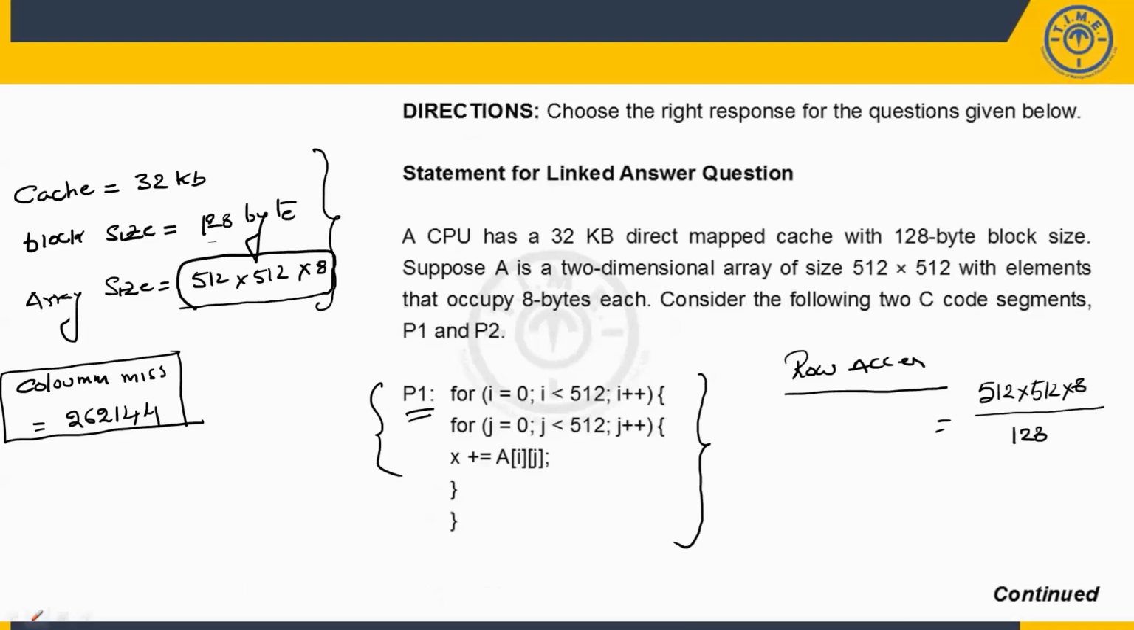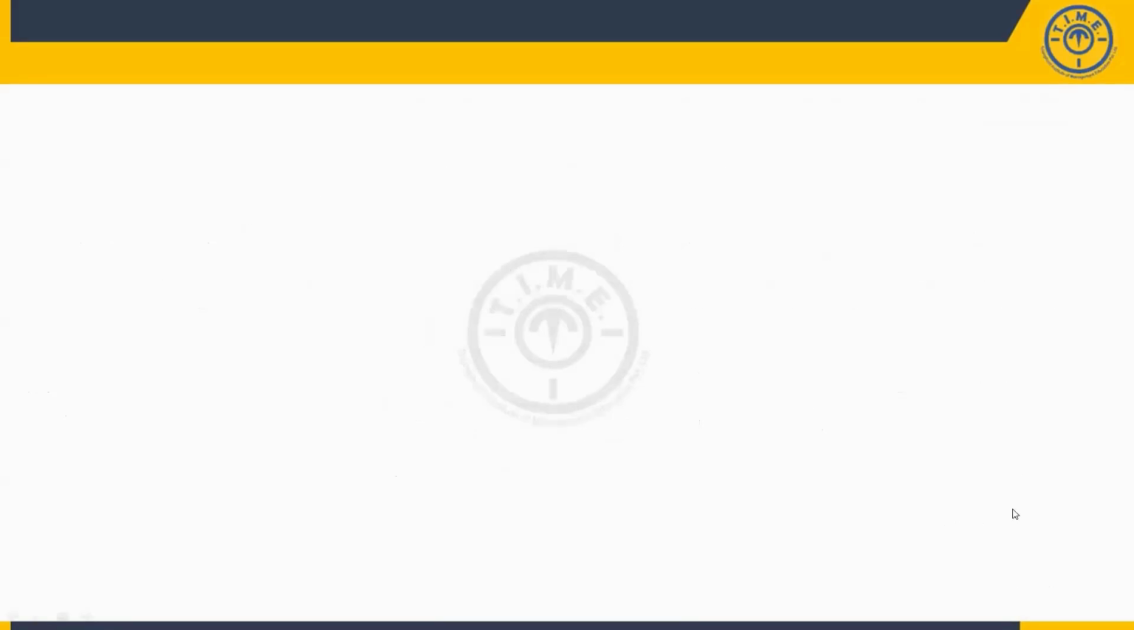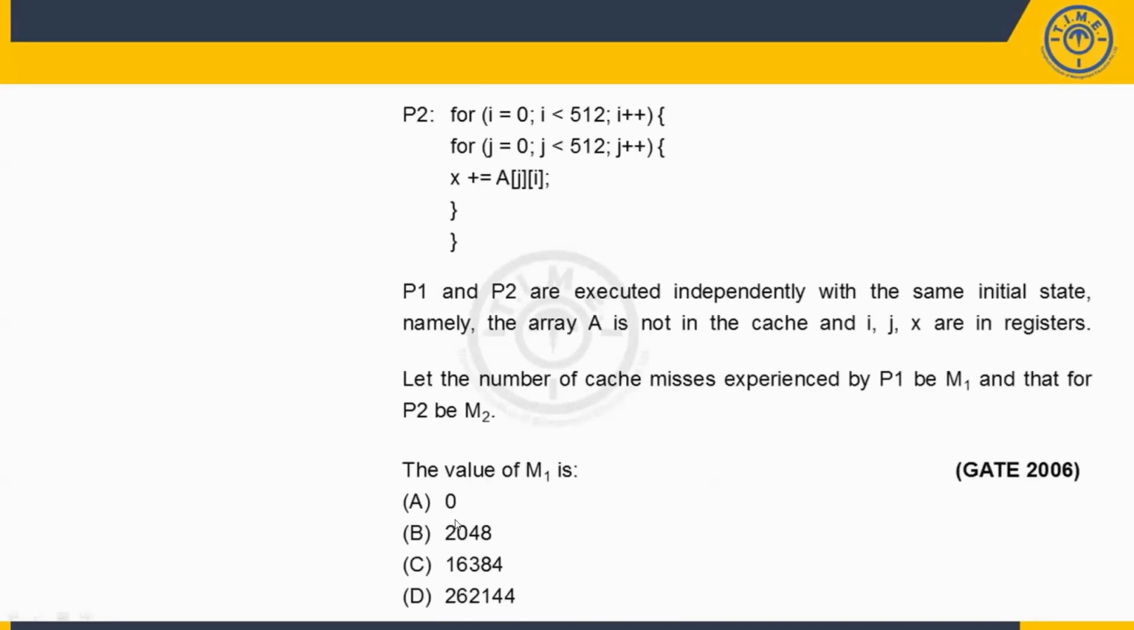Okay, this is equal to 16384. Once again, during the row access, the total number of misses will be equal to the total number of blocks. That's it. So we need to find out the total number of blocks. Total blocks is equal to the array size divided by one block size. That will be equal to 16384. So during the row access, M1 is the number of misses per row access, right?